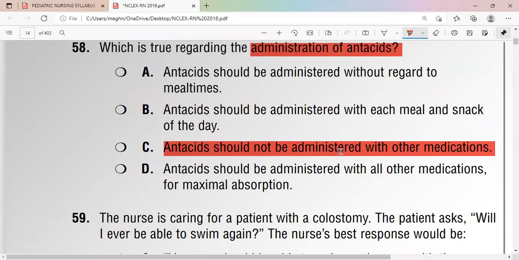Why? Antacids should not be administered with other medications. If antacids are taken with other medications, they can render the other medication inactive. So all other answers are incorrect except C, because antacids should not be administered with other medications, right?